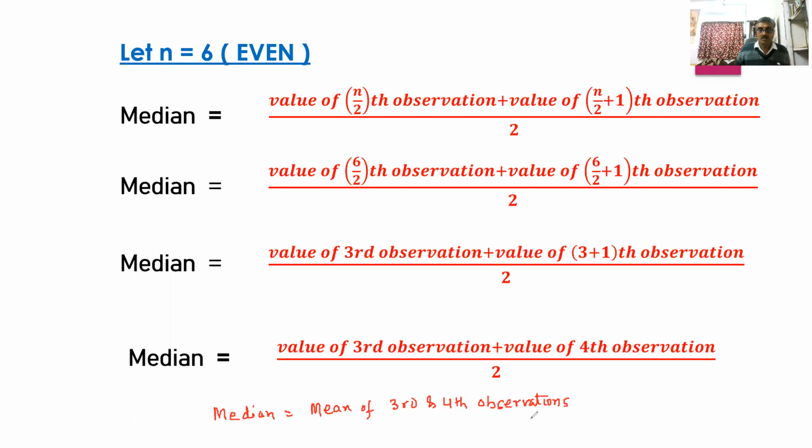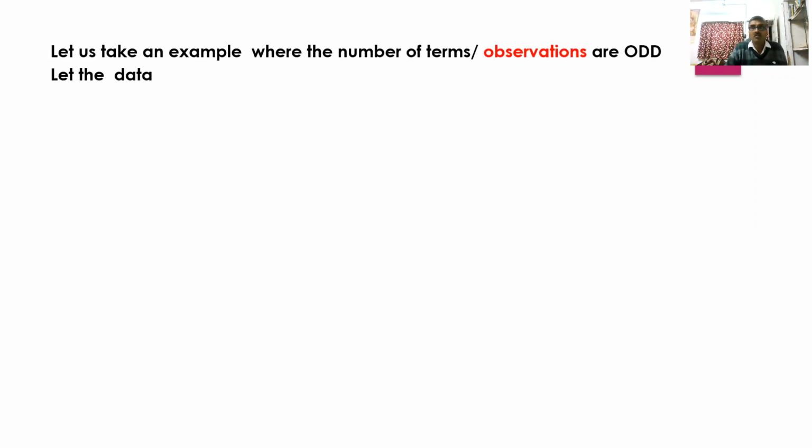That's observations. Now let us take an example where the number of observations are odd. Let us take a data: 2, 5, 3, 7, 9, 3, 6. Count the number of observations: 1, 2, 3, 4, 5, 6, 7. 7 means number of terms are odd.